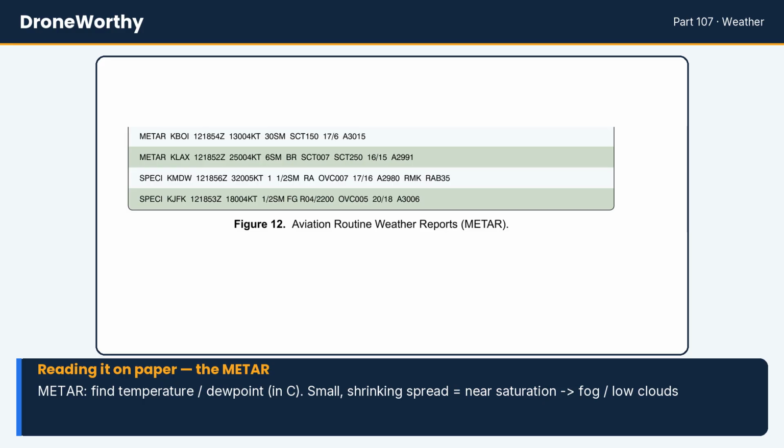When temperature and dew point are close together and squeezing closer, the air is near saturation, and fog or low clouds are likely. A wide spread means dry air and clear skies. You're not memorizing the whole code, you're hunting for that one thing, the temperature dew point spread.